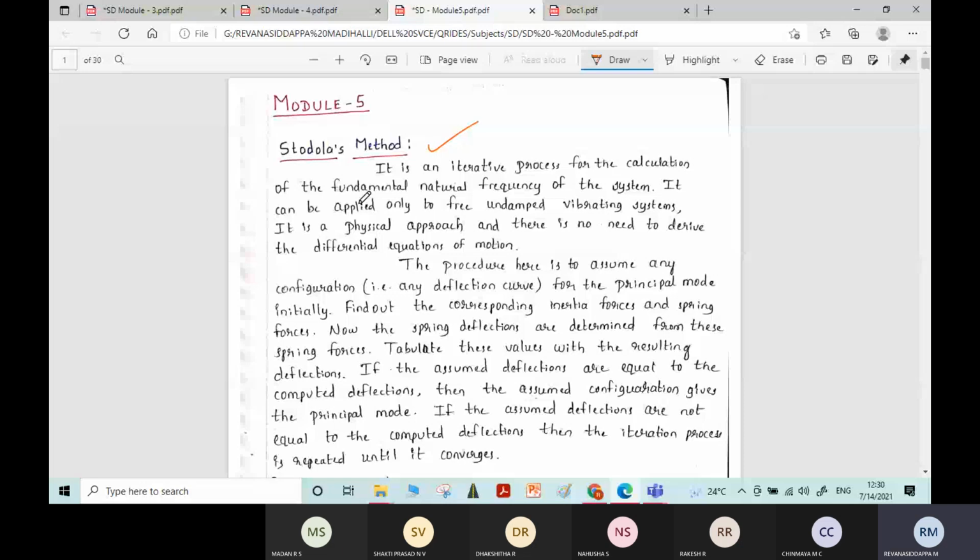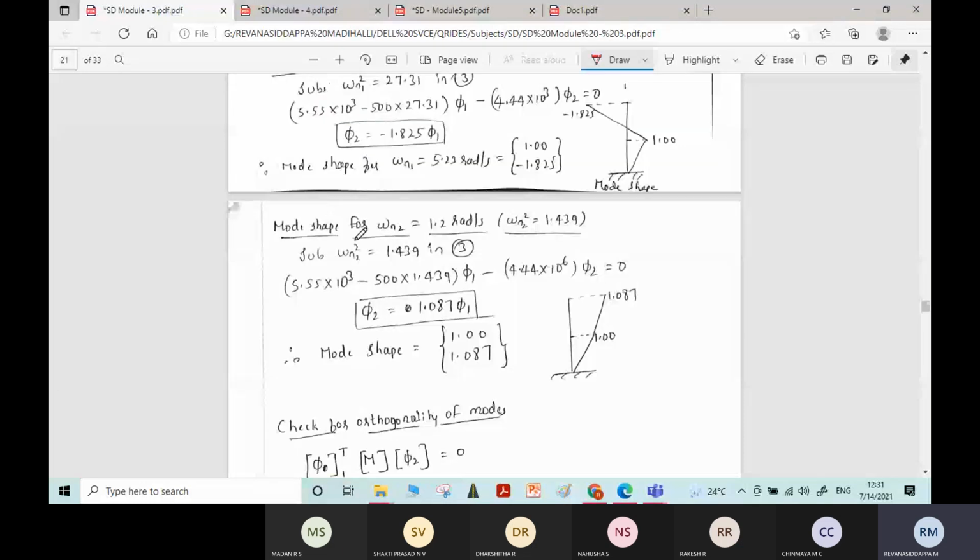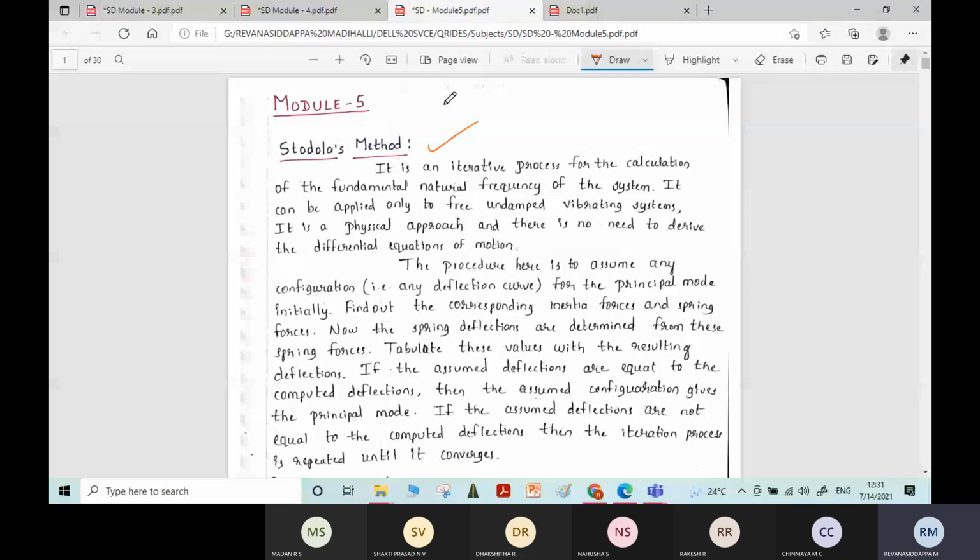But this procedure includes lengthier calculations. For each and every example, you cannot go with this lengthy process. To simplify the calculation of natural frequency, these approximate methods have been formulated. That is Stodola's method, Dunkerley's method, and Rayleigh's method. These are all approximate methods, and each method has its own procedure.